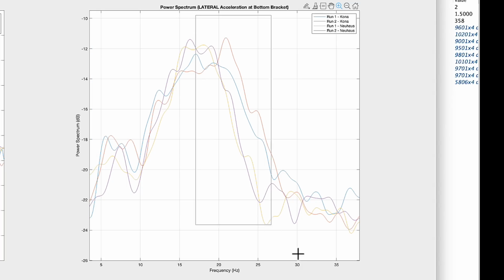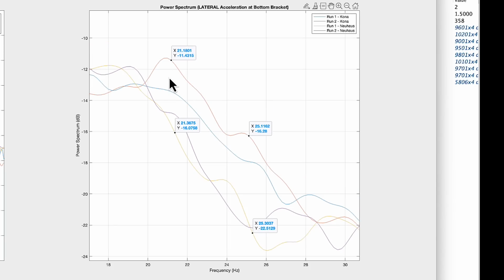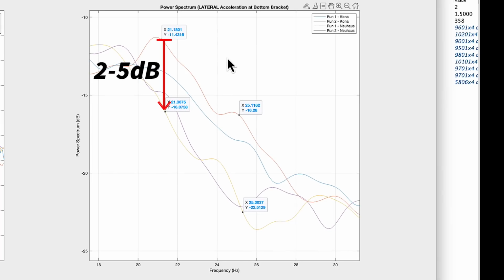But when you look at this more narrow bandwidth between about 20 to 30 hertz, which is about half of the primary vibrational bandwidth, you can see a significant reduction in signal power on the new house frame. So in this region, the Kona data, the red and the blue, is consistently around 2 to 5 decibels higher than the new house. And at some points, it's actually closer to like a 7 decibel reduction in the vibrational intensity on the new house.